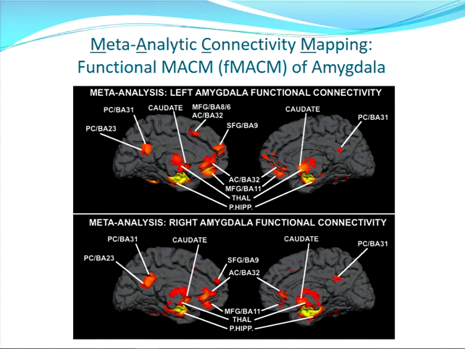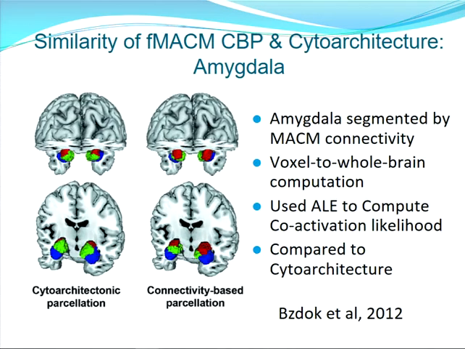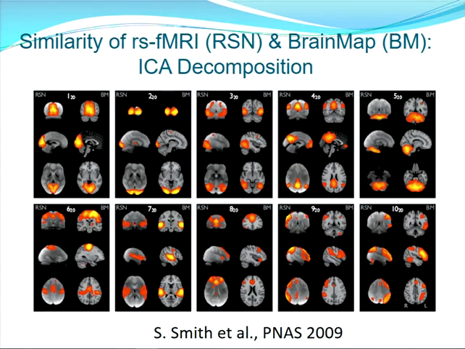So we can see what happened for left amygdala and right amygdala, and it shows that the cytoarchitectonic parcellation of the amygdala looks a lot like the parcellation that you can actually produce through searches in the BrainMap database. Quite interesting that we can go backwards from all these coordinates.